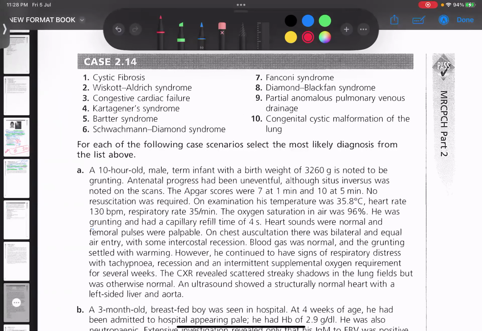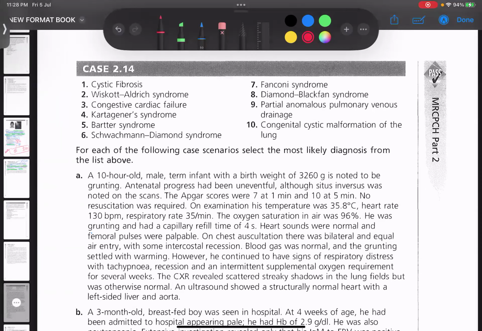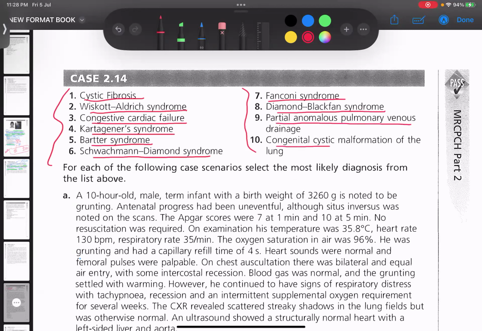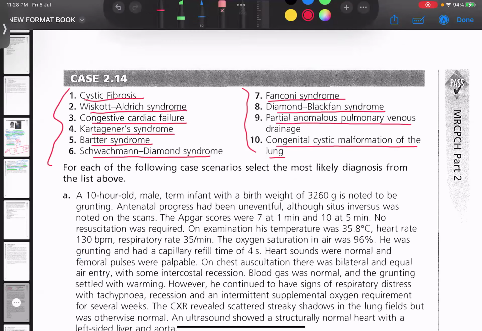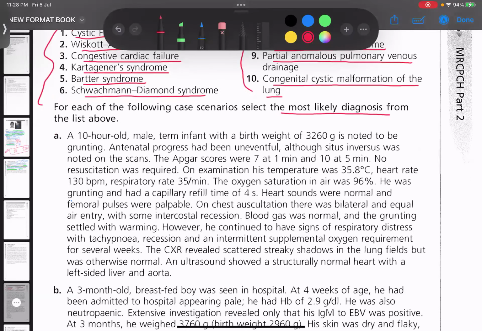So this is in the format of EMQs. Even though we won't have EMQs in the exam, we are discussing to enrich our knowledge, right? There are 10 options, as they usually give in the exam: cystic fibrosis, Wiskott-Aldrich syndrome, congestive cardiac failure, Bartter syndrome, Shwachman-Diamond syndrome, Fanconi syndrome, Diamond-Blackfan syndrome, partial anomalous pulmonary venous drainage, congenital cystic malformation of the lung. For each of the case scenarios, select the most likely diagnosis. So we'll see each of the case scenarios.